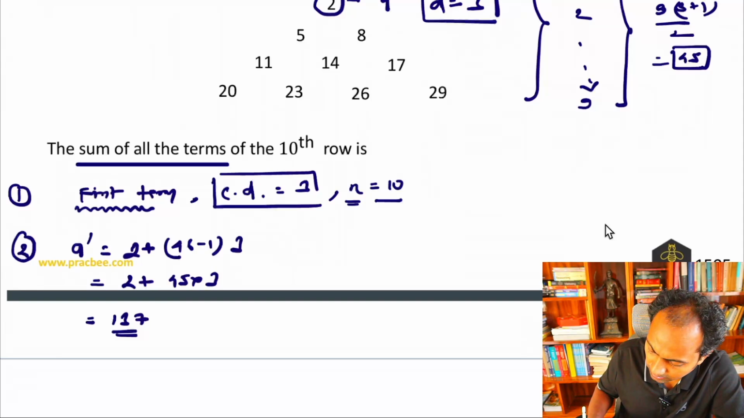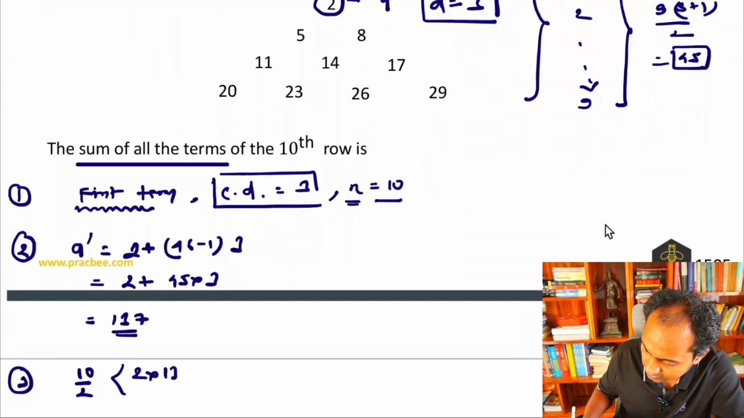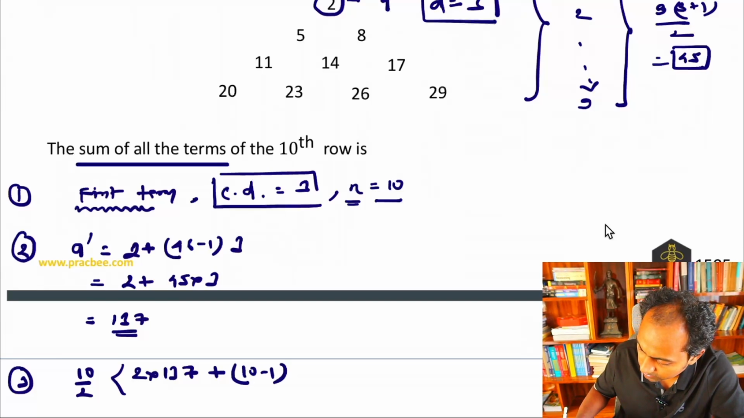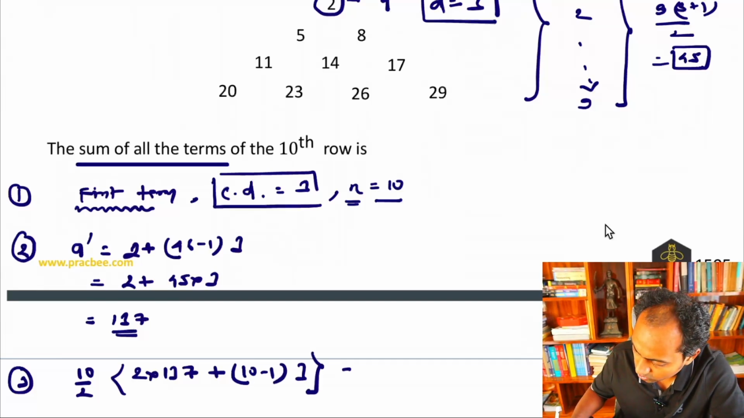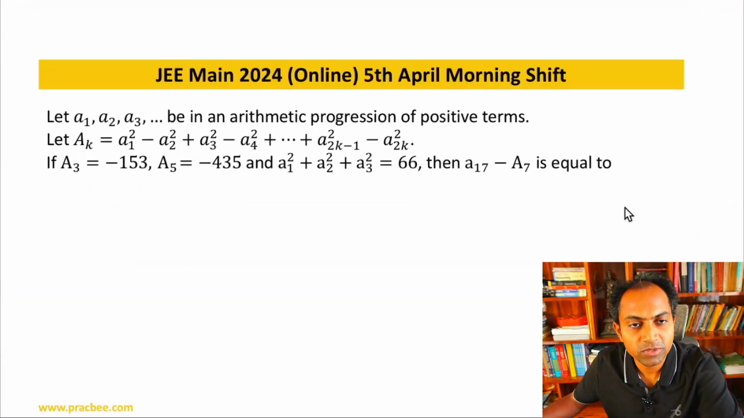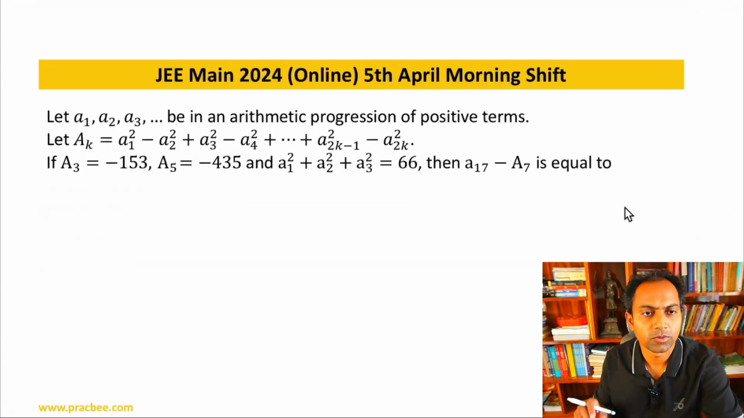Now we are going to apply another formula because we have got everything. So it will become n by 2, so 10 by 2, twice of A dash, that is 137, plus n minus 1, that would be 10 minus 1, into D, that is 3. You simplify, the answer comes out to be 1505. Please check my calculation. If I look into it, this 2024 question talks about two different ideas.